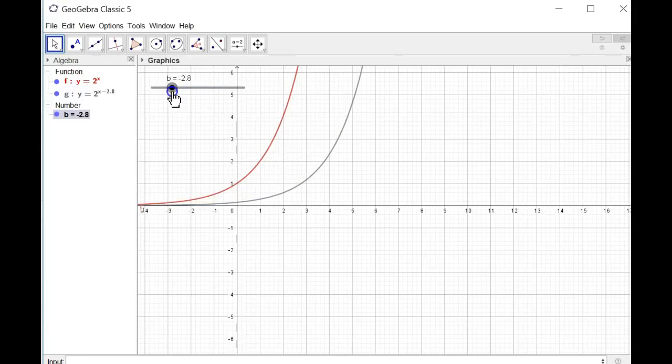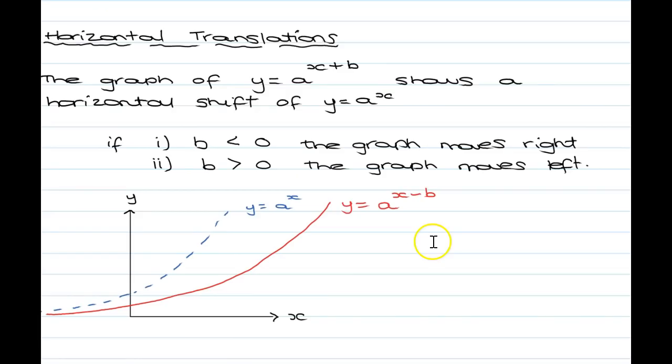So you can see it's going over that side. And as b gets less and less negative, it moves to the right. I've just written a little sketch here and some notes. I would like you to pause the video and make notes of this, please.